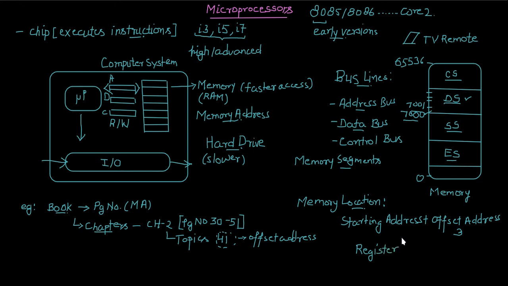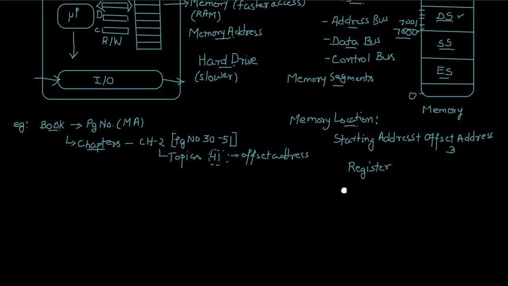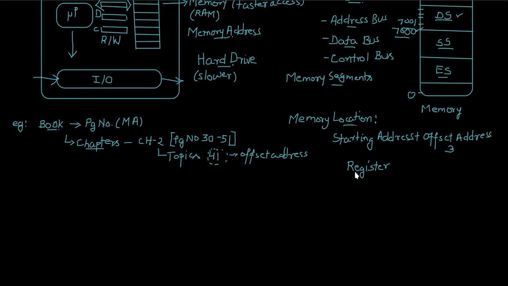Alright, so I will store it in a register. Let me go up and explain what exactly a register is. A register is basically a combination of flip-flops. If you don't have any idea about flip-flops, you can go to the computer system and architecture playlist and study what exactly a flip-flop is.